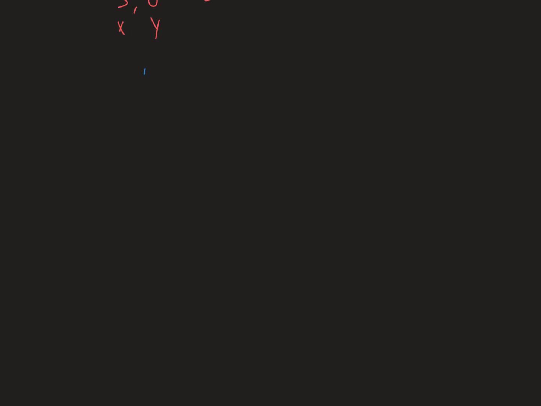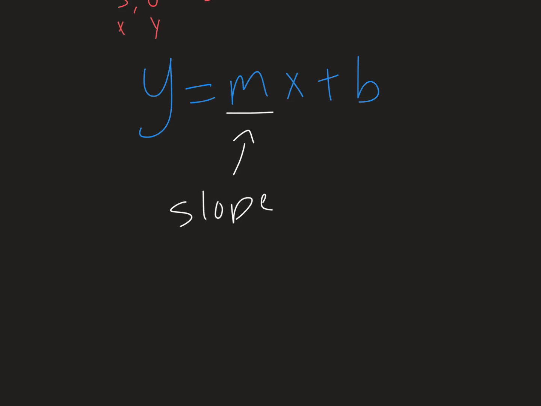Okay, so we're going to start with y equals mx plus b. This is our slope-intercept form. Can someone, based on prior knowledge, tell me what slope is in this equation? Thank you. M is our slope. So if m is the slope, what is the y-intercept? Any guesses?